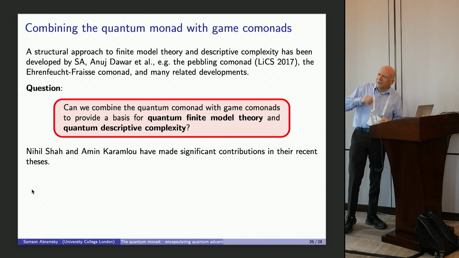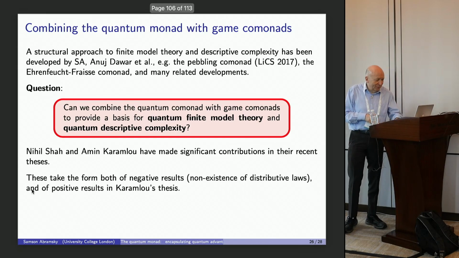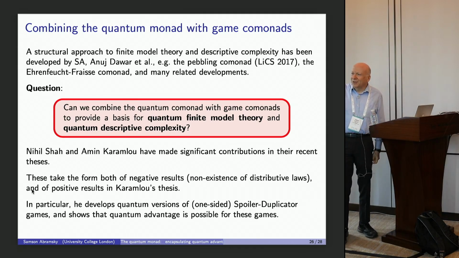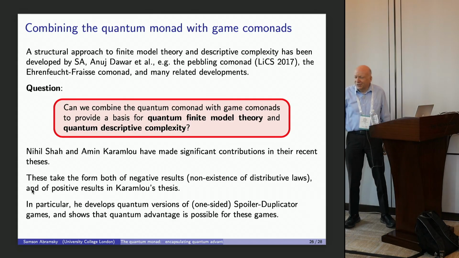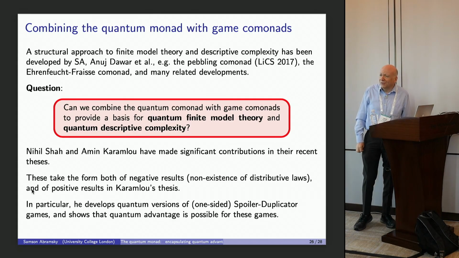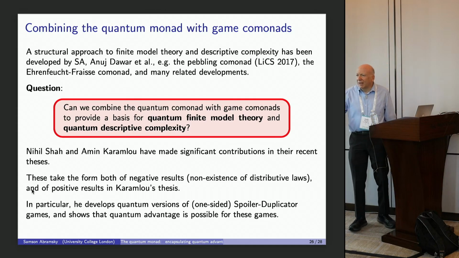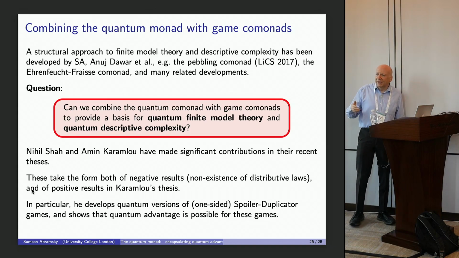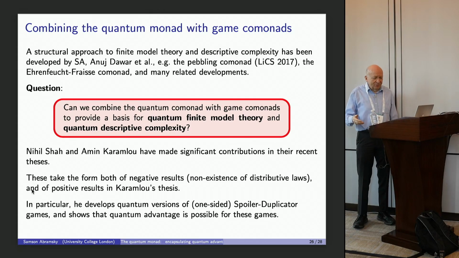So in their recent theses, Nihal Shah and Amin Karamlou have made significant contributions of both negative and positive kinds. They showed that in various cases distributive laws don't exist. But Amin, in his very recent thesis earlier this year, has also got some very encouraging positive results, which go far enough that you can get combinations of game comonads and the quantum monad to develop quantum versions of spoiler-duplicator games, and show explicit quantum advantages possible in those games.